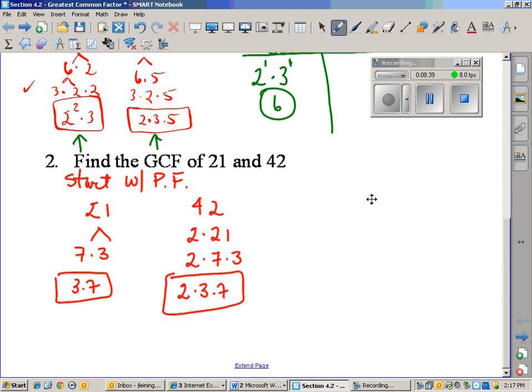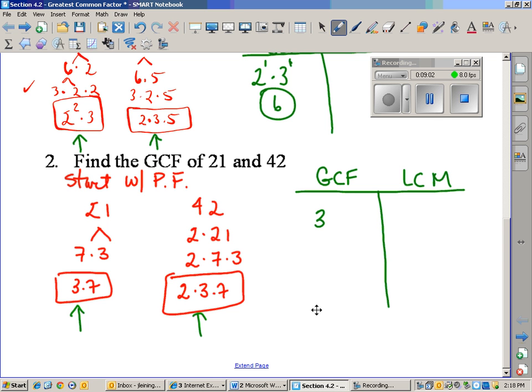And now I'm going to go over here and I'm going to make my T-chart. Here's the GCF side. We'll leave the LCM side for later. And now I'm going to go back and I'm going to look at my 2 boxes. What do we see that they have in common? Well, they don't have a 2 in common, but they do have a 3 in common, and he's to the first power. And they have a 7 in common, also to the first power. Multiply them together, and your GCF becomes 21.